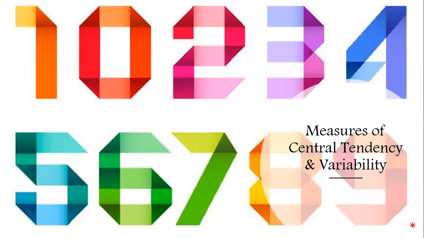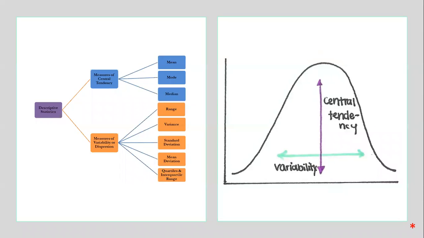Before we get into the topic of measures of central tendency, I'd like to point out that this is part of a larger topic within the field of statistics. Measures of central tendency are often discussed within the context of measures of variability as well, which is what we will cover in the next video lecture. Measures of central tendency include mean, median, and mode. Measures of variability include range, variance, standard deviation, mean deviation, and interquartile range.